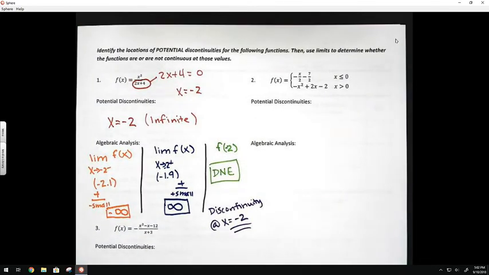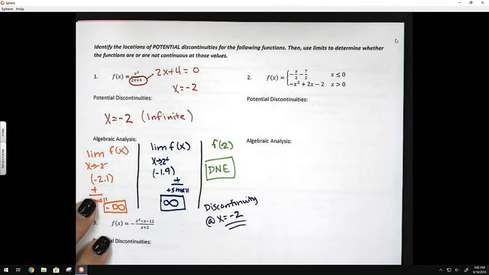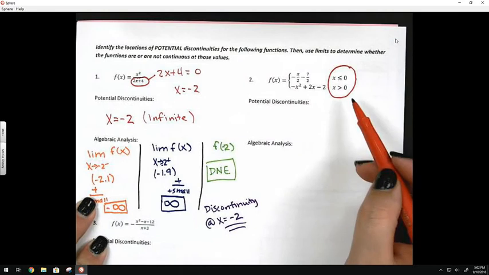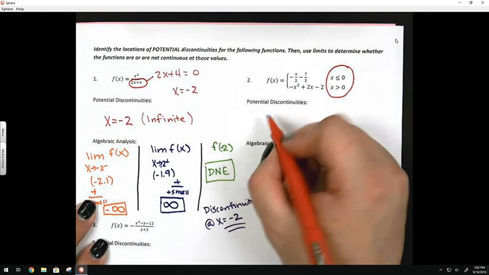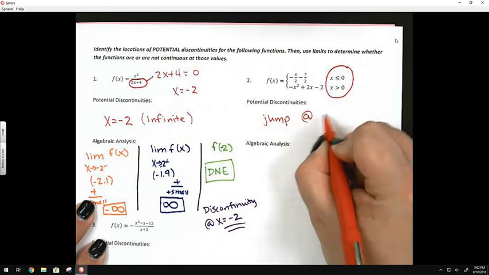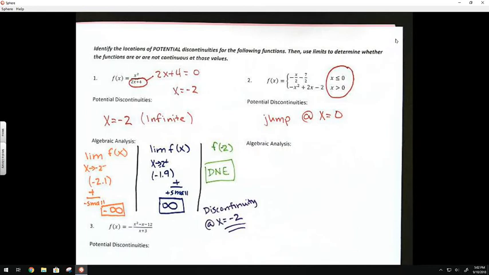Okay, next one. We've got a piecewise function. So we should be able to tell by looking at the piecewise function that the potential discontinuity is going to be a jump, and it's going to be at wherever the break in our function is. So there's potentially a jump discontinuity at x equals 0. So we're going to do the same thing we just did. We're going to evaluate those three things.